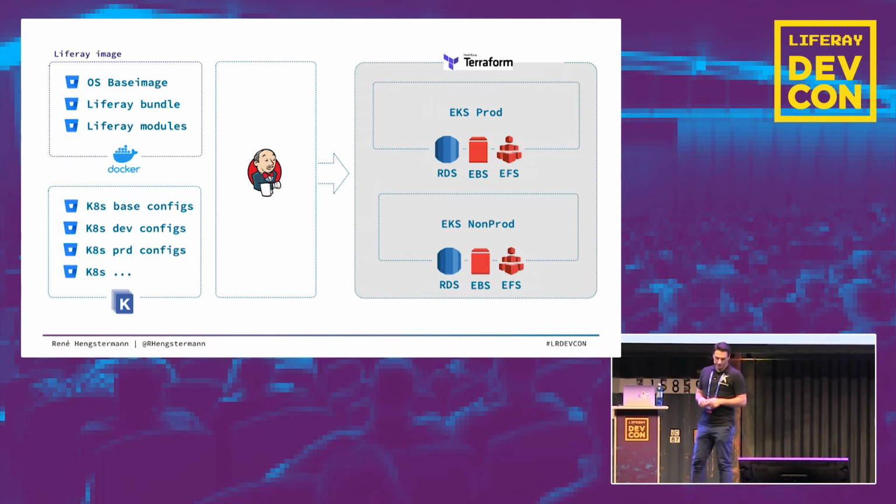As you can see, we have two different Kubernetes clusters running, one for production and one for non-production, whereas the non-production cluster is also executing all the development environment tools, like Jira and Confluence and Jenkins itself. And the production cluster is more or less only executing Liferay and some corresponding services for messaging and things like that.